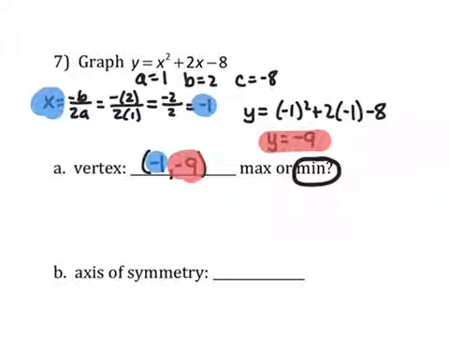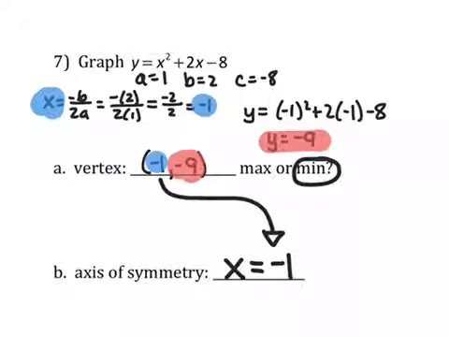Alright, the next thing we want to do is find our axis of symmetry. You know the axis of symmetry is a vertical line, so it has to be an x equals equation. Then we want to know, what does x equal? Well, it's always going to be the x value of your vertex. It's going to be x equals -1.